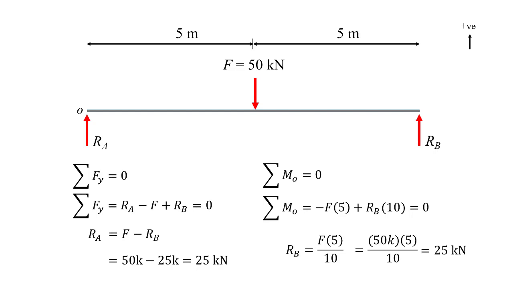In other words, they produce the same reactions. This is expected since the load is at the center of the beam, and one would expect that each support will produce half of the reactions needed to counter the load.